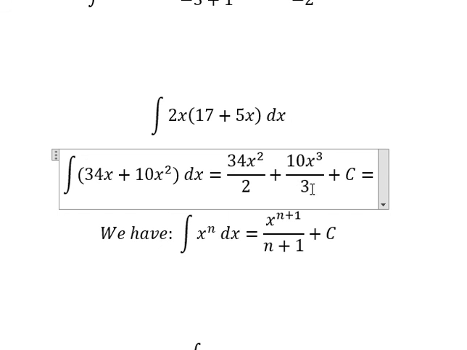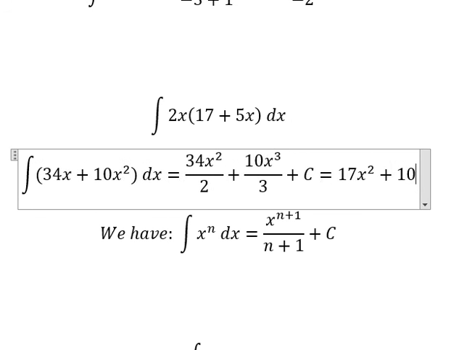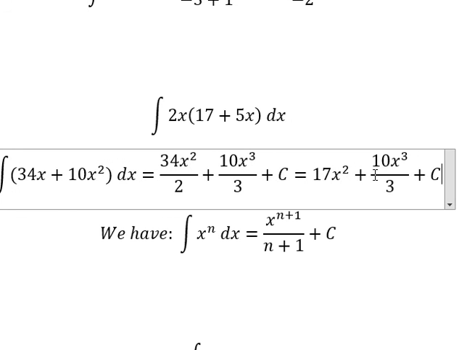34 divided by 2, we have 17. And this is the final answer.